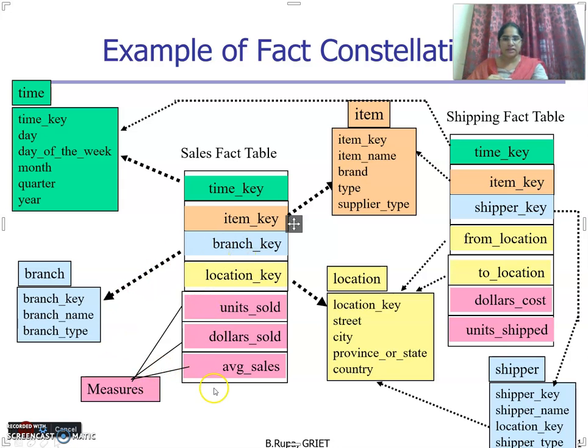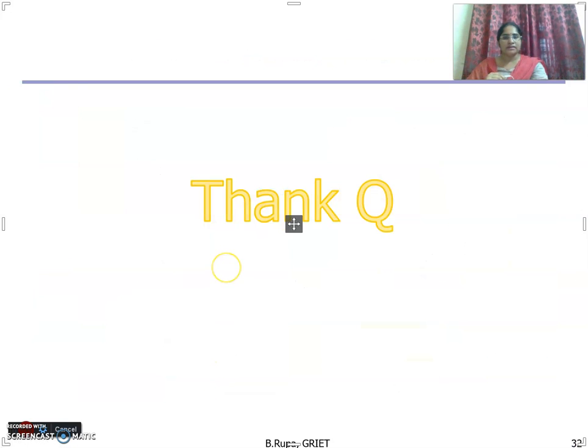This is about the multi-dimensional data model. Here we have the star schema, snowflake schema, and fact constellation schema. In the star schema, we have one fact table and multiple dimension tables. In the snowflake schema, we have one fact table and normalized dimension tables. And finally, in the fact constellation schema, we have multiple fact tables and multiple dimension tables. Thank you.